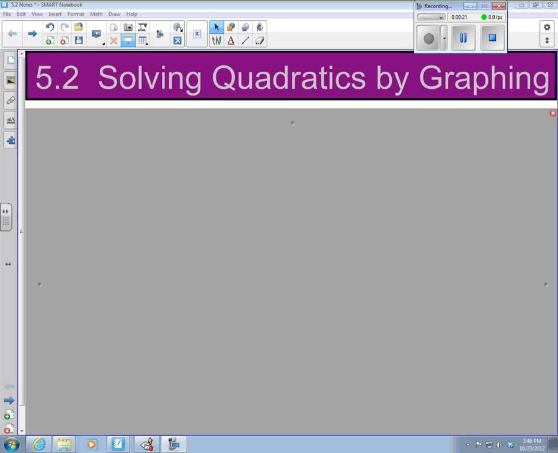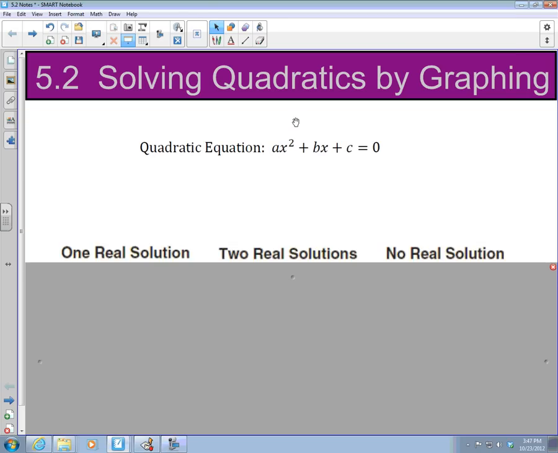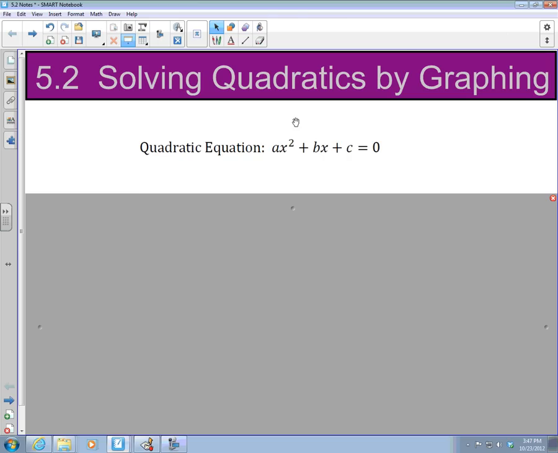So section 5.2, solving quadratics by graphing. This is a quadratic equation. Basically, the only real change is instead of having an f of x or a y here, we got 0. So basically y equals 0. Now what we're going to do when we're graphing these is make sure everything is equal to 0 like this and then plug the y back in.